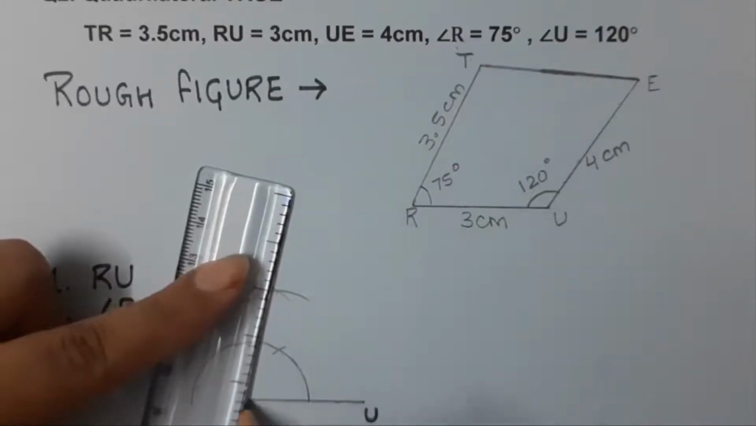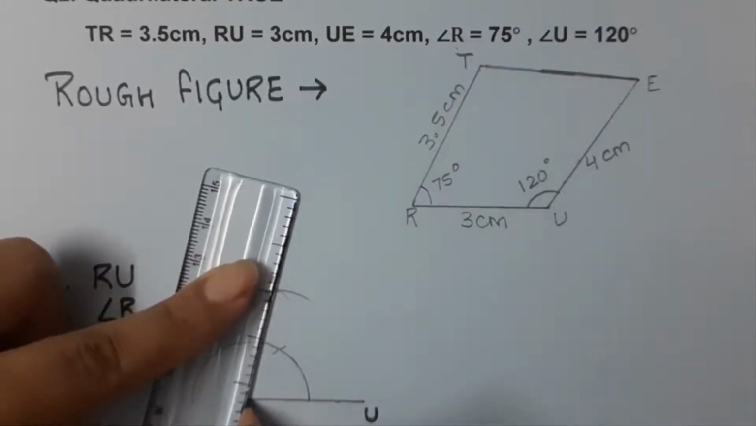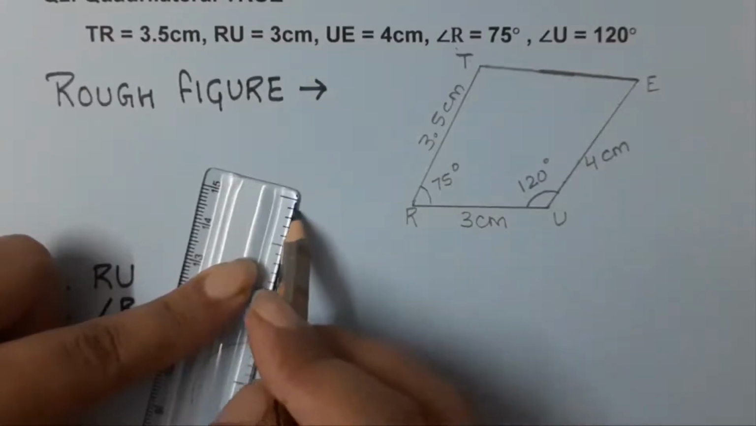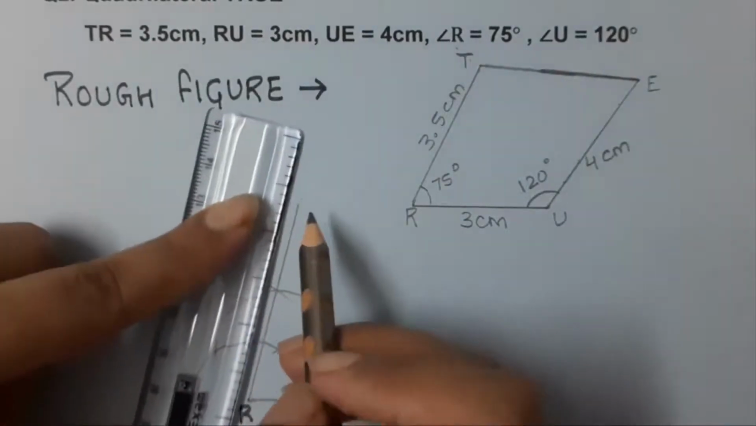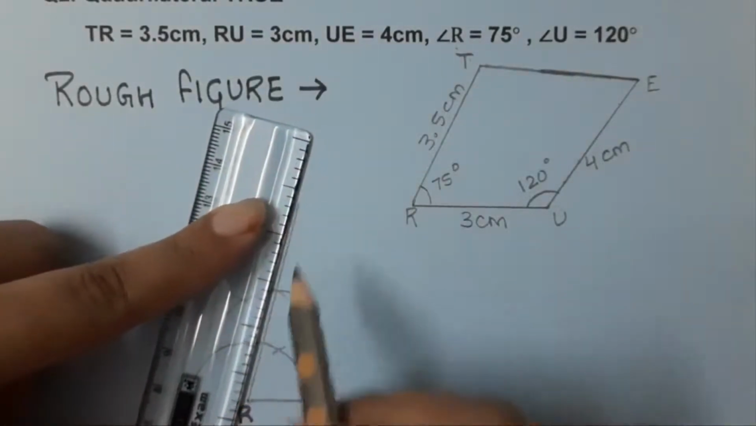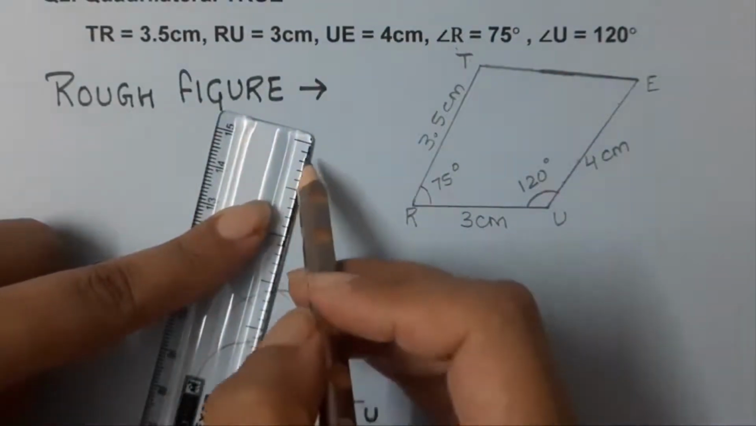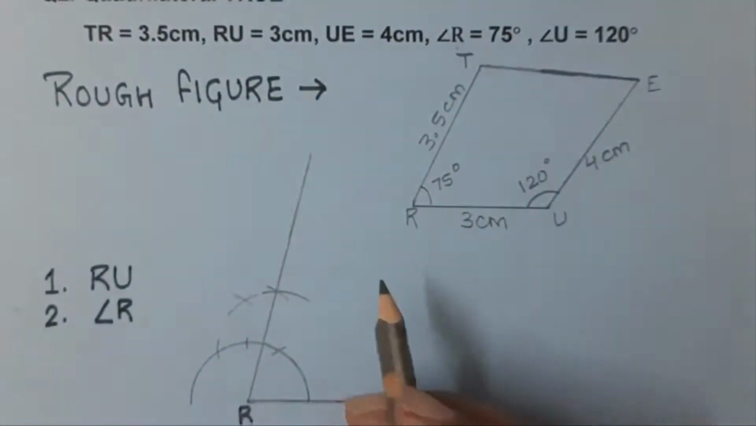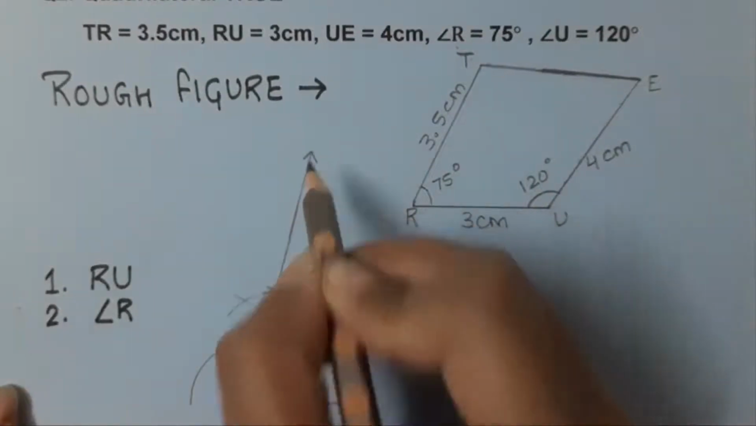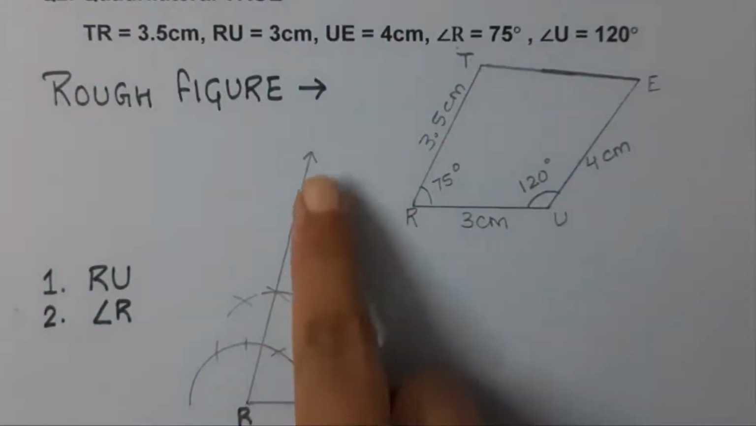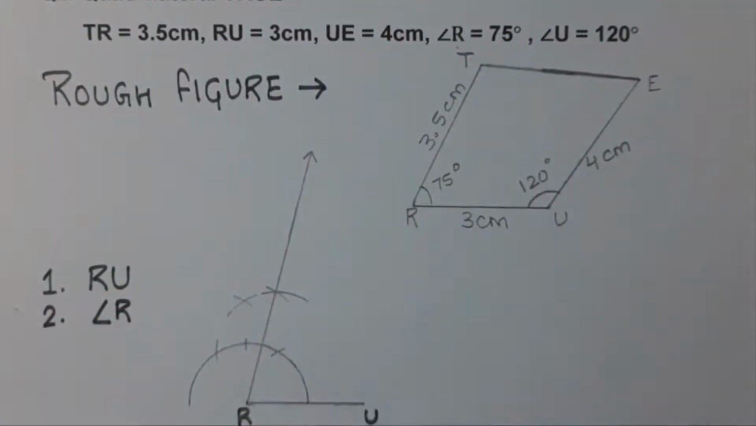So this is the vertex R and this is the point. So we'll be making a ray here which gives us the location of side TR, but we still have to locate the point T here. Okay, so we mark an arrow here, so that just to indicate that it is a ray.